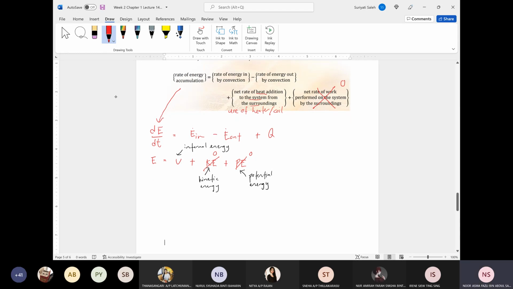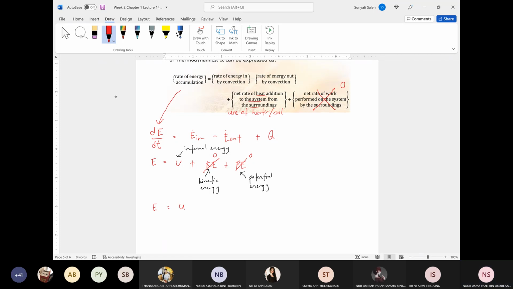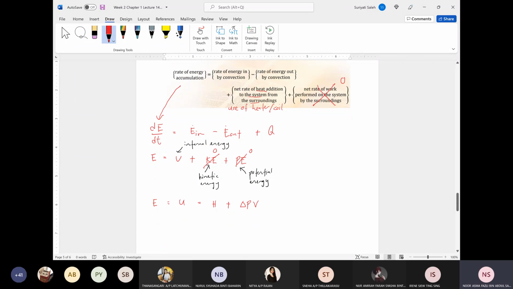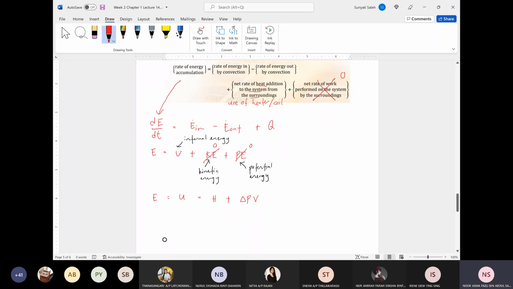So in this case, E equals U, where according to thermodynamics, the internal energy can be represented by the change of enthalpy. So normally here we use H plus delta PV, the one that we apply in thermodynamics, where the internal energy is represented by the enthalpy H plus the pressure difference multiplied with the volume or the specific volume.